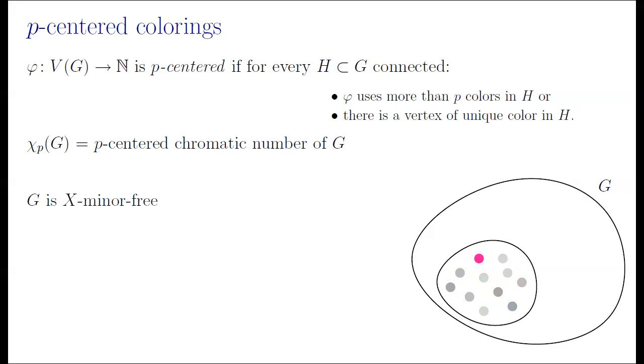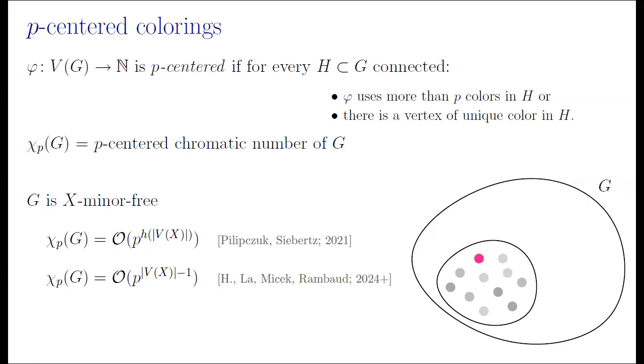So what is known? Pilipczuk and Siebertz proved that it's again polynomial, but this time not that nicely polynomial, because in weak coloring numbers, the first result that I listed was in the number of vertices of X minus 1. Here we have some h, which depends on the structural theorem of Robertson and Seymour. So not a very nice function. But we managed to improve it, and now it's the same as in weak coloring numbers.